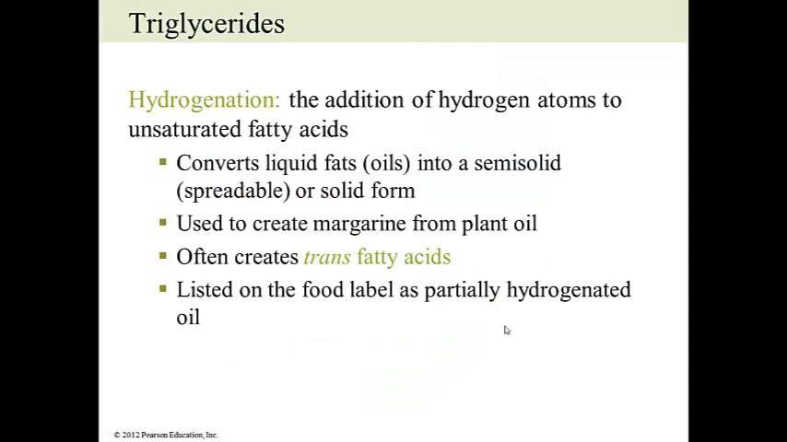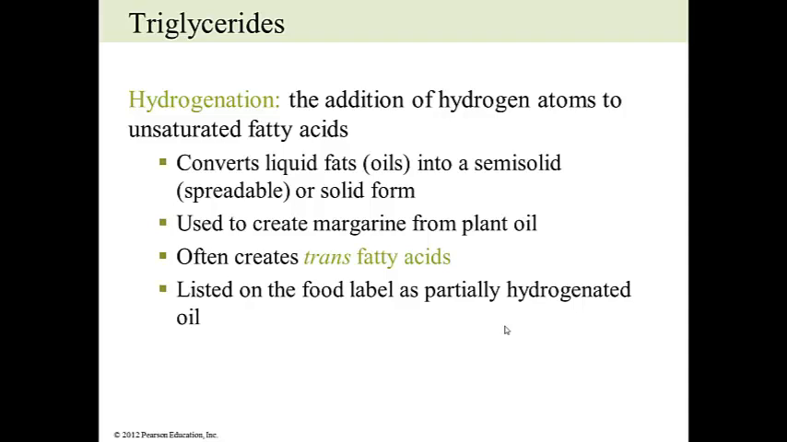Now, let's talk a little bit more about this whole concept of trans fatty acids because they get a lot of attention. Hydrogenation is the addition of hydrogen atoms to unsaturated fatty acids. Let me give you a simple example here. In the old days, it was very common for individuals to cook with animal fat or with lard. Lard is solid at room temperature. And when we cook with lard, if we make a cookie or a pie crust or use it for deep frying, it gives a nice texture and a nice flavor to our foods.